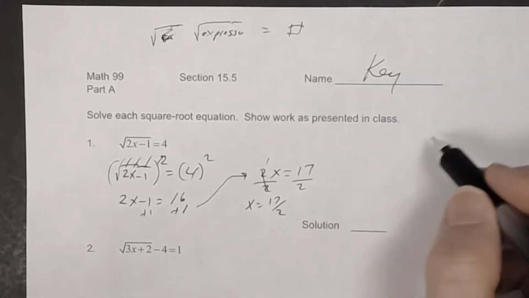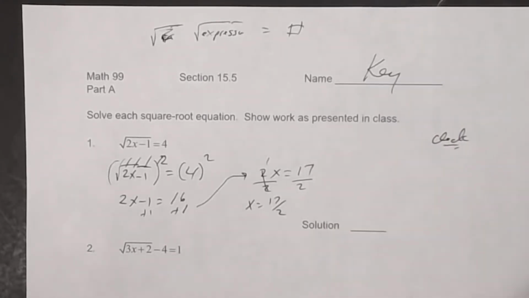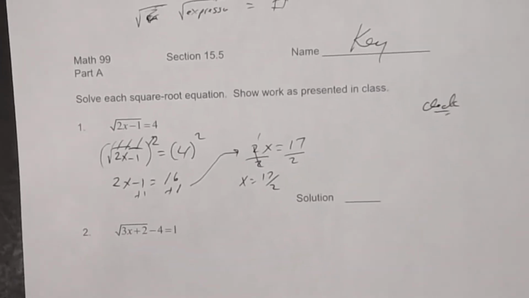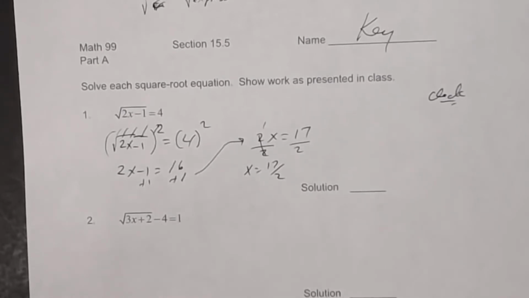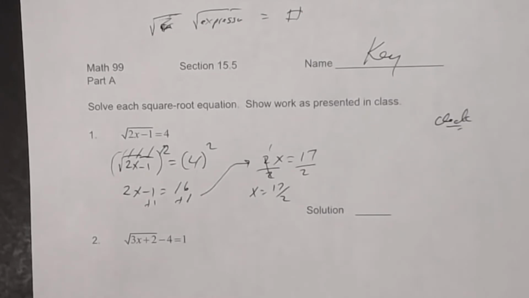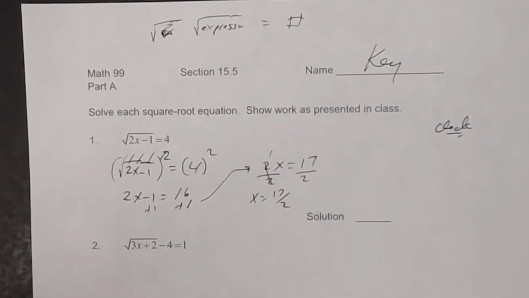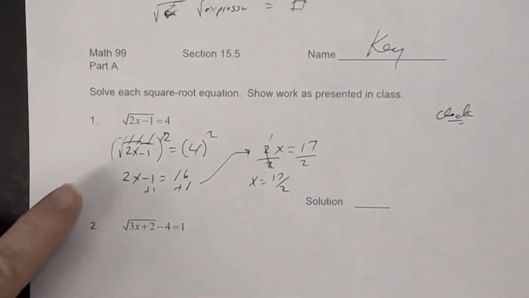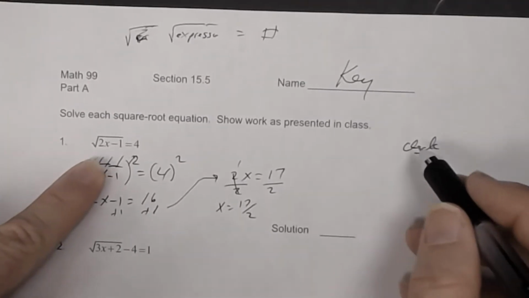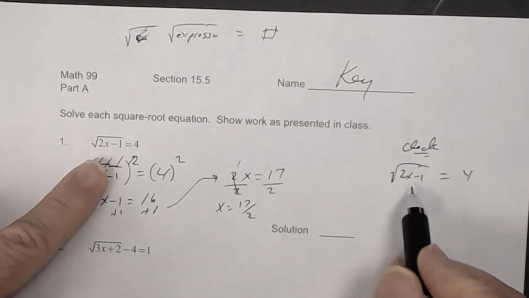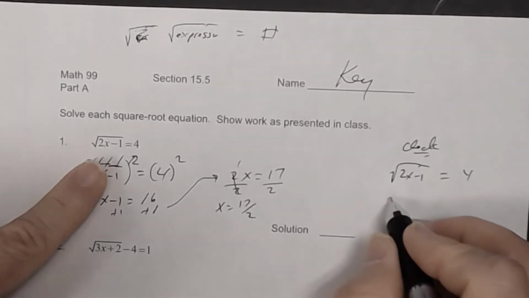Okay, now let's check. At some point in another lesson, you're going to see that when you raise both sides to an even power, you do have to check, because there are times when you will introduce what's called extraneous roots. But that's going to be in another lesson, so we're not going to talk about that in this one. So I'm going to check, and we go back to the original. Always go back to the original. Where we see the variable x, you're going to substitute 17 halves.